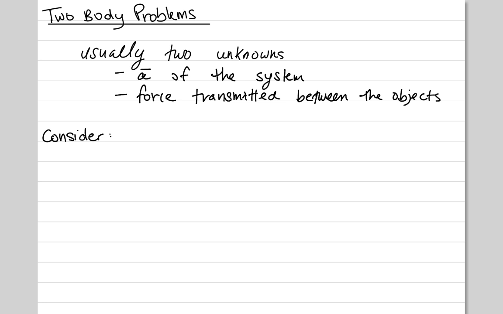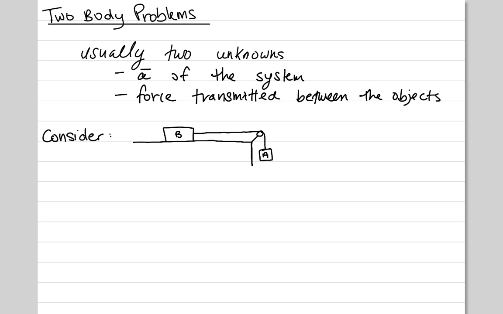So consider this picture here. You have basically a table with a bookend. You have a mass on the table connected to a string, and that string is connected to a pulley, and then the pulley switches the direction of the string, and you have another mass hanging on the other end of the string. So the reason it's called a two-body problem is because there are two bodies.